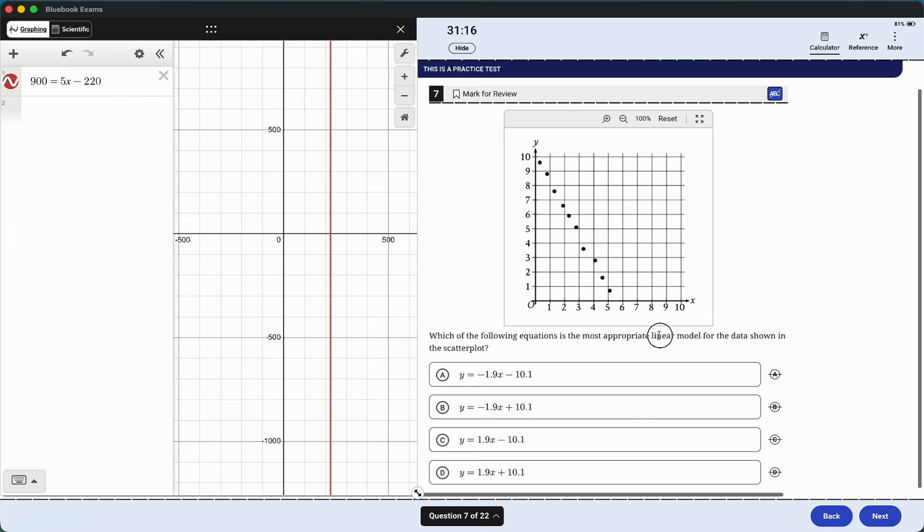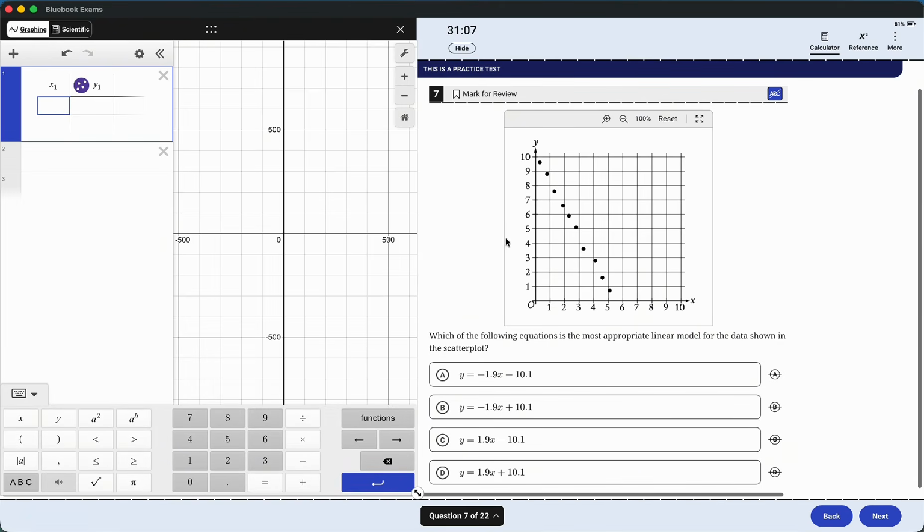And they want to know what's the linear model that would be most appropriate for this. So the really cool thing in Desmos, if you watch the other videos, you should be familiar with this. Just add a table here and just put in 2 points, right? You can kind of estimate these points, whatever kind of looks like it's intersecting nicely.